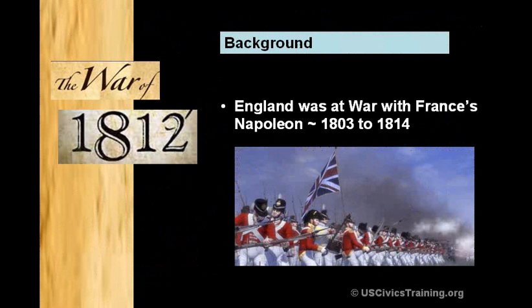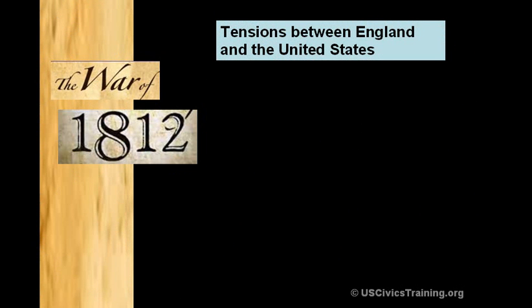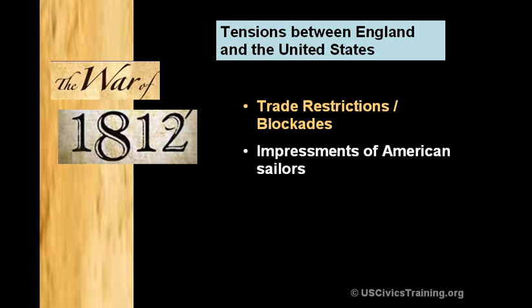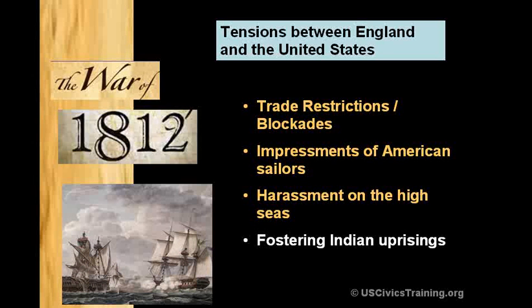First of all, England was at war with France's Napoleon from 1803 to 1814. Meanwhile, there were tensions between England and the United States. We were not yet at war, but there were trade restrictions and blockades put upon us by the British, impressments of American sailors into British naval service, harassment on the high seas of United States commercial ships, and then fostering Indian uprisings on the frontier.